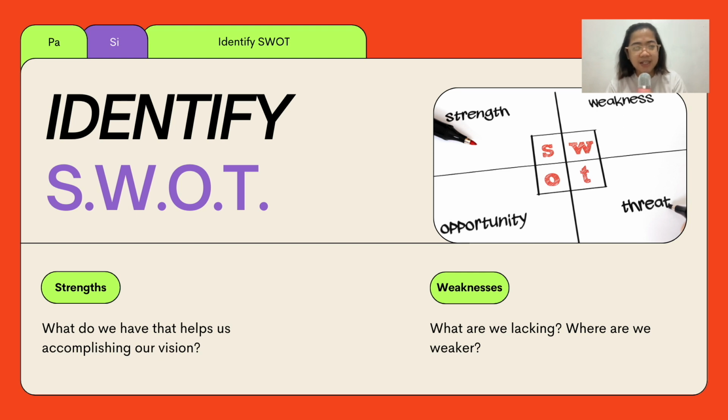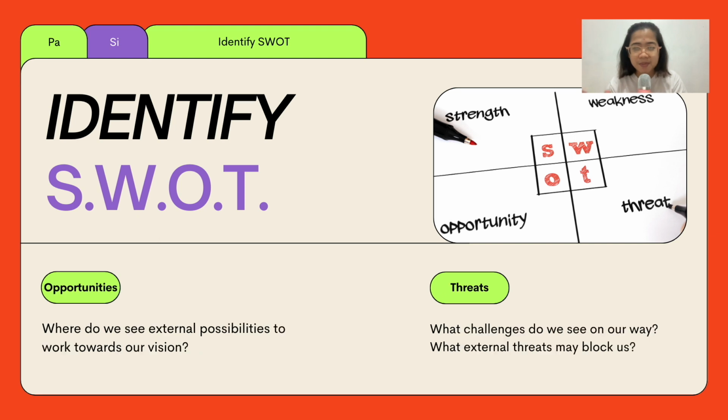In this phase, we analyze the strengths and weaknesses of the organization or institution and the opportunities and dangers that are coming from the external world, which are not in control of the participants. The following aspects are being considered. Strengths. What do we have that helps us accomplish our vision? Weaknesses. What are we lacking? Where are we weaker? Opportunities. Where do we see external possibilities to work towards our vision? Dangers. What challenges do we see on our way? What external threats may block us?